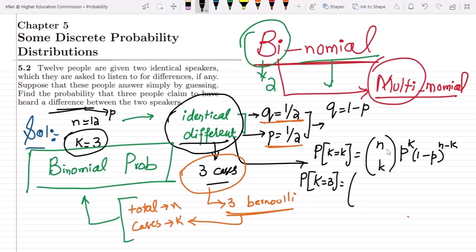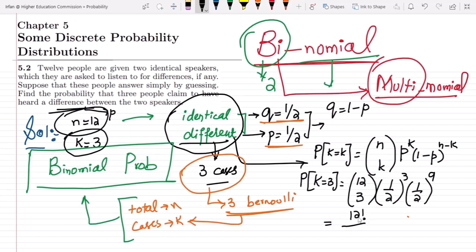Let me put these values here. n is 12, k is 3, p is 1 by 2, and 1 minus p is again 1 by 2, and n minus k, 12 minus 3, is 9. Let me find it out. Opening it, I will get 12 factorial divided by 3 factorial and 12 minus 3, which is 9 factorial. Combining the two halves, I will get 1 over 2 to the power 12.